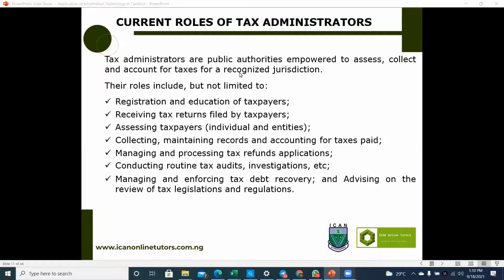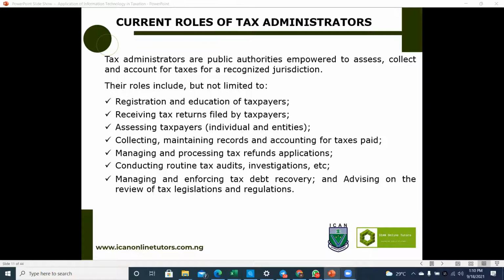Current roles of tax administrators. We have the registration and education of taxpayers. The tax authority receives tax returns filed by taxpayers. They equally assess taxpayers, both individual and entities.